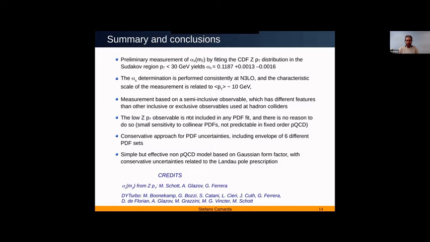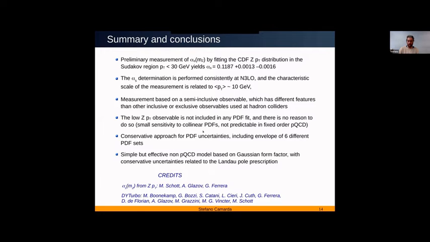Another consideration is that this particular observable, the low Z pT distribution, is not included in a PDF fit. There is, I think, no reason to do so, because it has more sensitivity to collinear PDFs, and it's also obviously not predictable in fixed order perturbative QCD. So I don't think this particular measurement should go exactly in the same category as alpha S extracted from PDF fits, but of course, this is maybe just a matter of categorization.